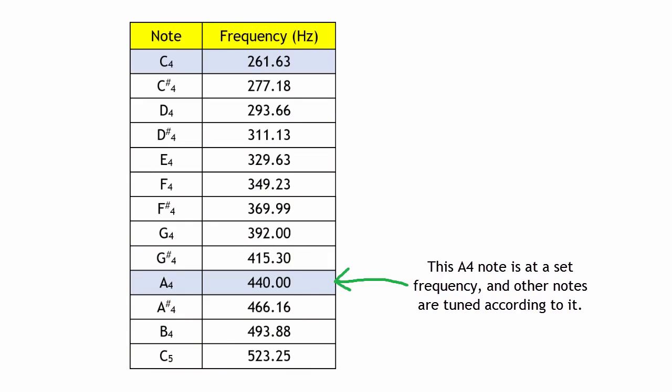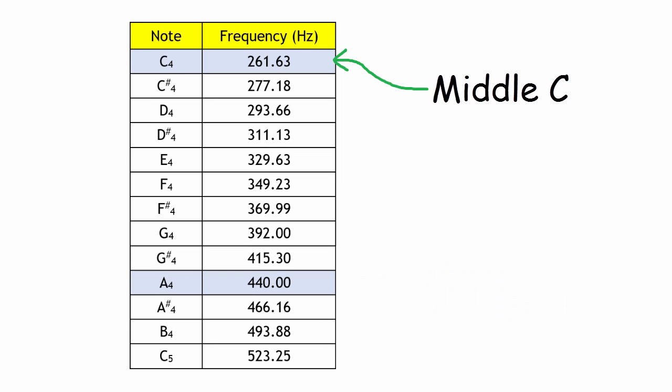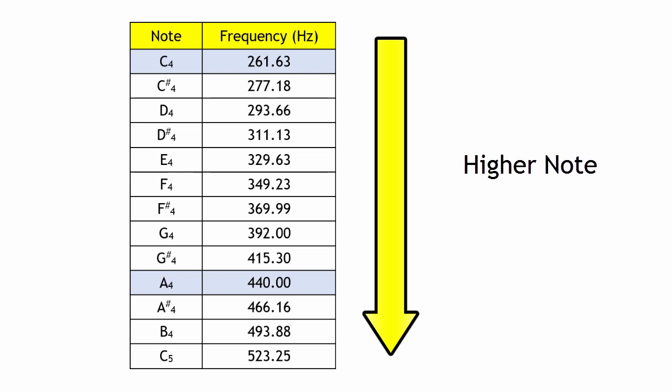Let's look at the frequencies of the 12 music notes. Well, as you can see here, we start off at the middle C, and then we keep going up until we get to a C an octave higher. And as you can tell from the table, the higher the note is, the higher its frequency will be.